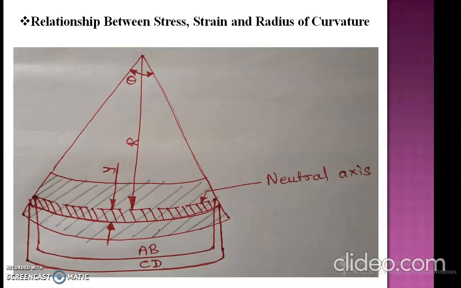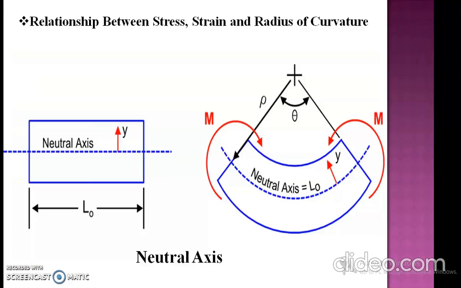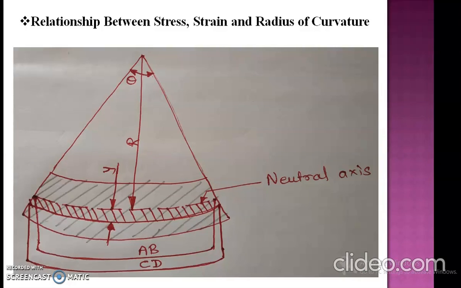Now we are considering a small section of the beam. When the load is applied, the beam may get deformed, and we are considering a small portion of the beam to identify the relation between stress, strain and radius of curvature. This is the modified figure to derive that relation. We can give names to these points: this is A, this is B, C and D.